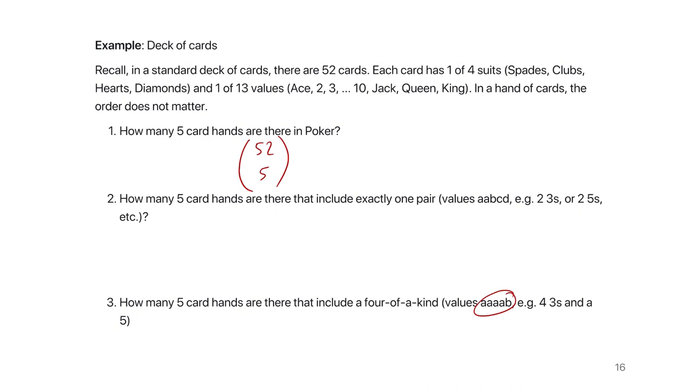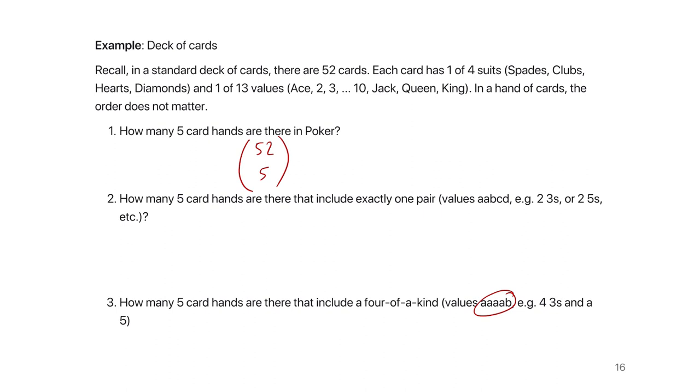Yeah. There are 13 values. Each value has only one 4 of a kind. And so for each of those values, you choose one of the 48 remaining cards for the rest. Okay, so you're saying it's 13 times 48. Yeah, that sounds good.